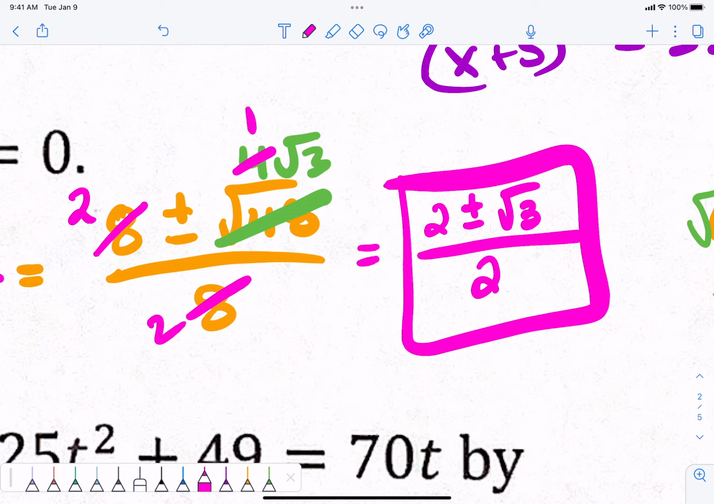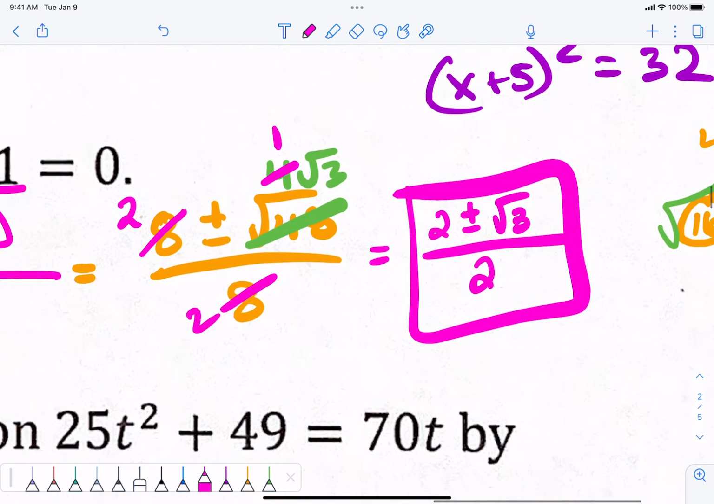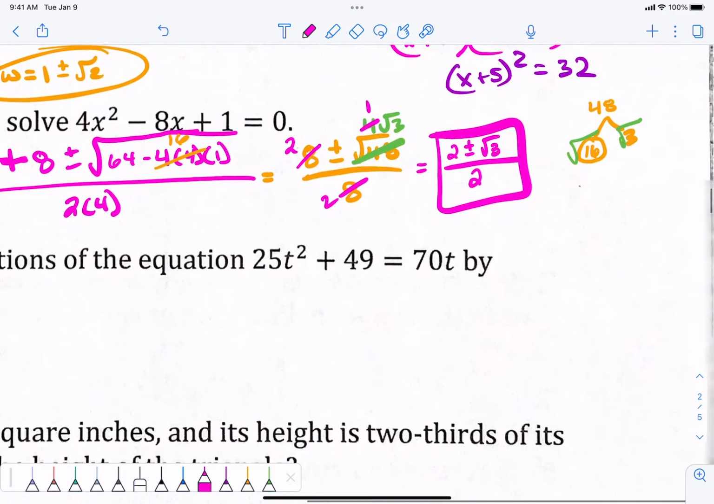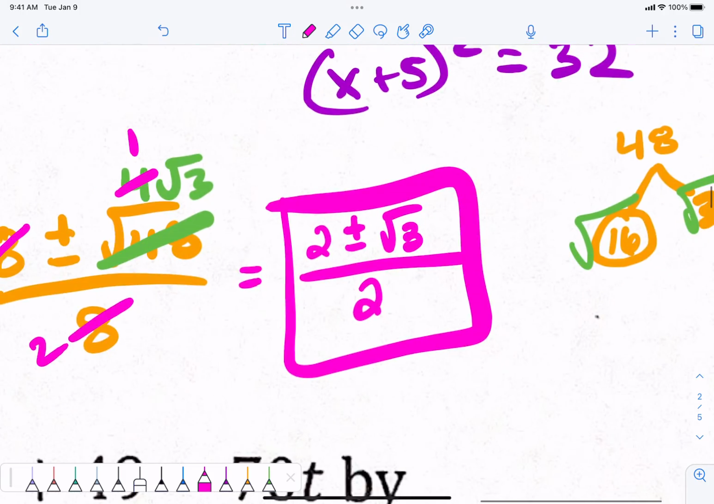If we have 8 plus or minus the square root of 48, is that going to be wrong? Yes. Okay, good. Quadratic formula. Break it down. What did we just find, by the way? What does this tell me? Where the zeros are.